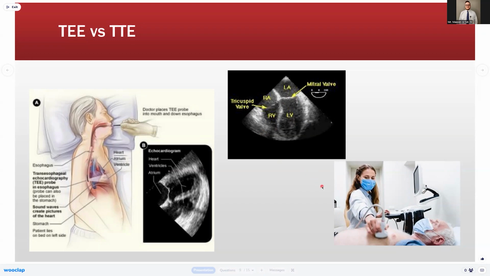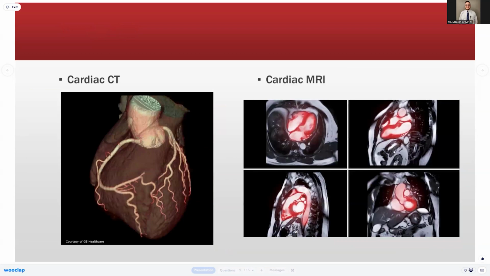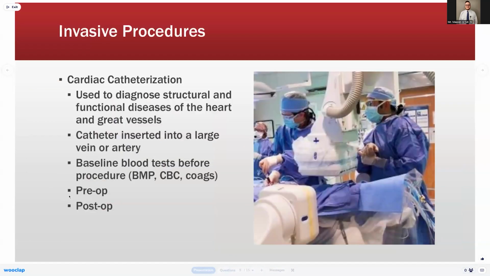If it's really important to get the most accurate imaging, we can do a TEE: put the patient to sleep and do a transesophageal echo. So we go through the esophagus and basically echo the heart from the posterior side. More advanced, obviously more invasive, but better imaging. And you can do MRIs and CTs. Obviously, they're expensive, and it depends on the situation.